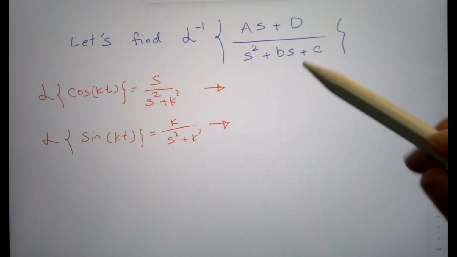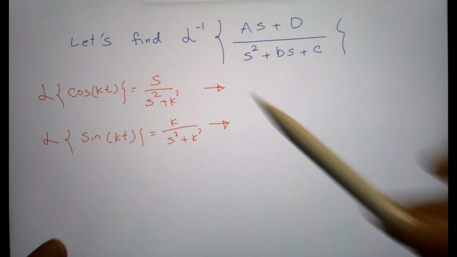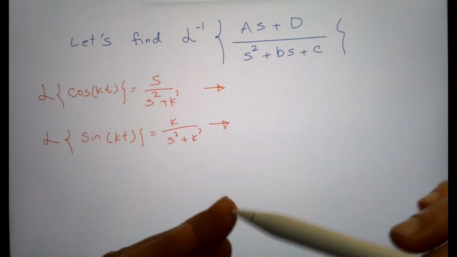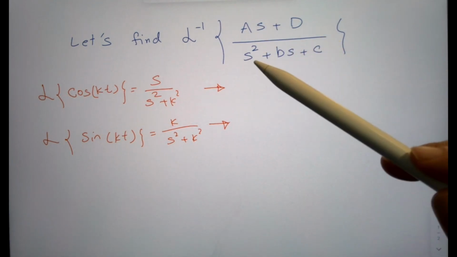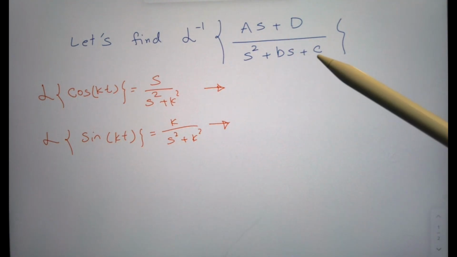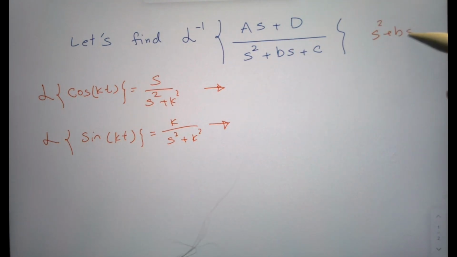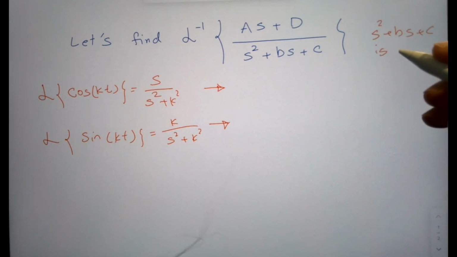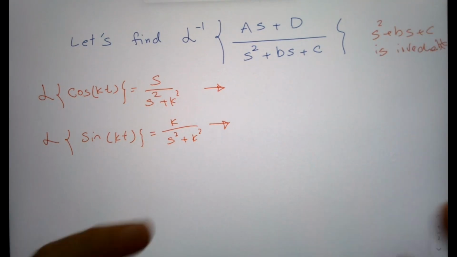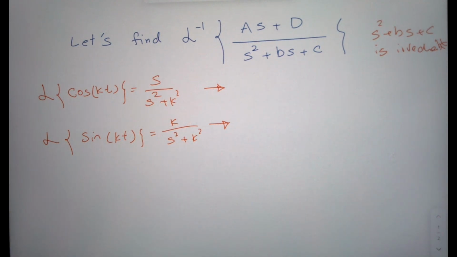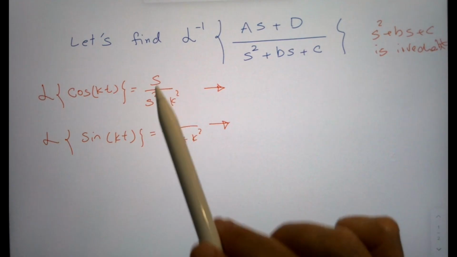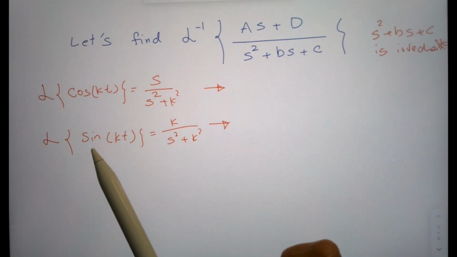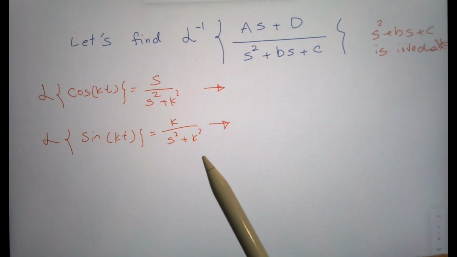Now that we know about factoring out the leading coefficient of the denominator, let's try to find the Laplace inverse of this format: numerator capital A s plus capital B over denominator s squared plus b s plus c, where s squared plus b s plus c is irreducible. The way to deal with this is to remember two things. From your table, the Laplace of cosine of kt is equal to s over s squared plus k squared, and the Laplace of sine of kt is equal to k over s squared plus k squared.